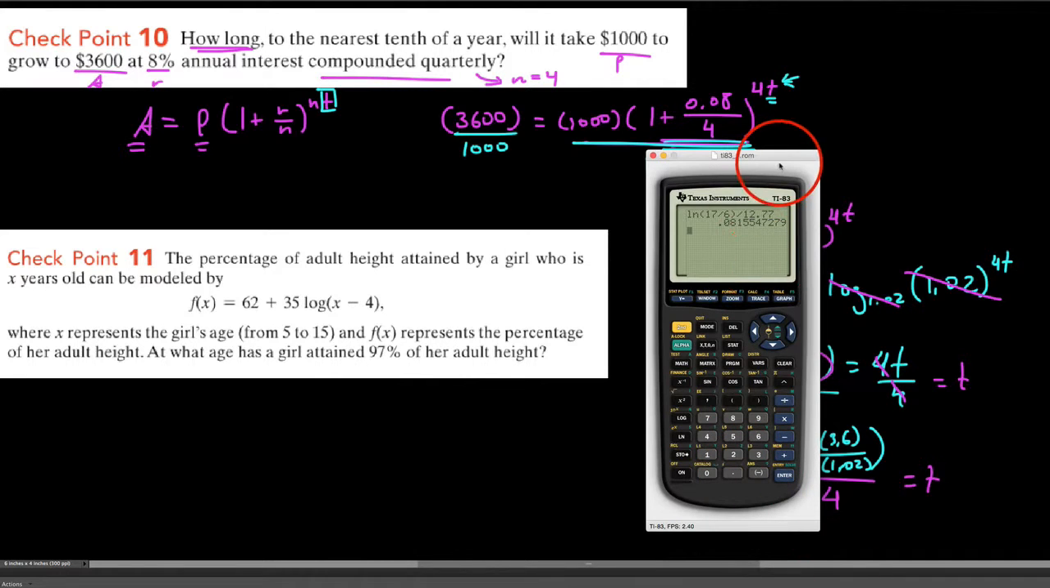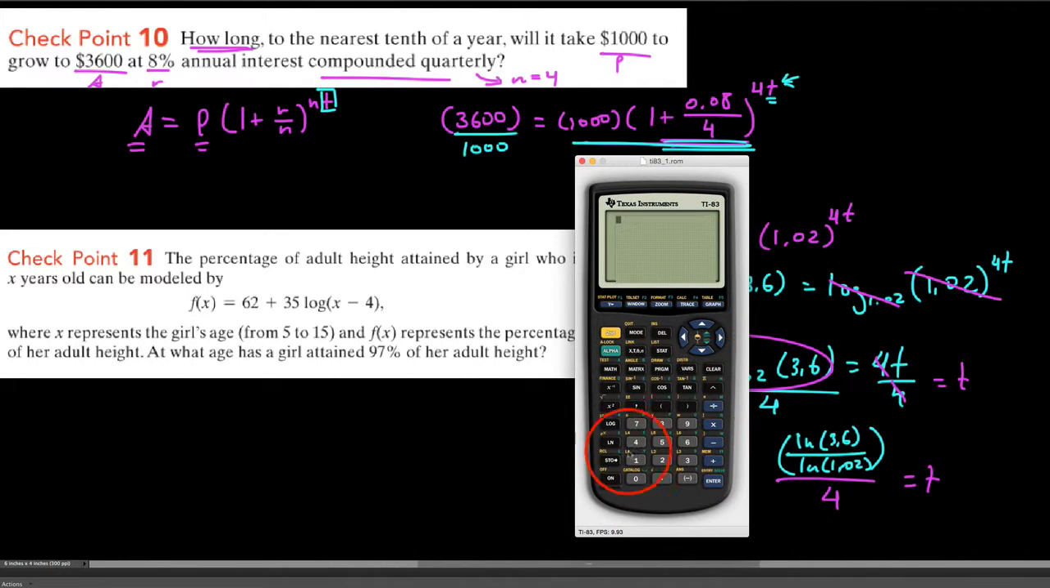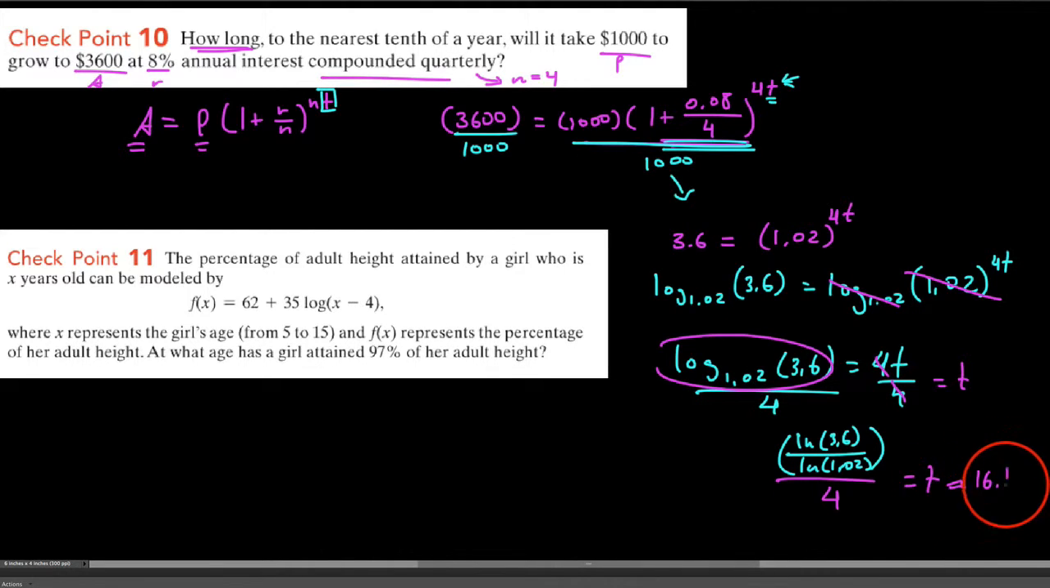So with our calculators, let's go ahead and do this. We say clear, ln of 3.6, divided by the ln of 1.02, enter, and then we're going to divide that by 4, enter. We could say that it's going to take about 16.1 years.